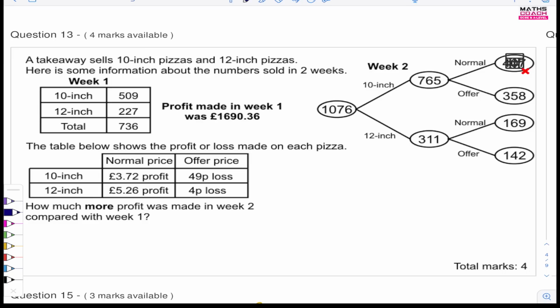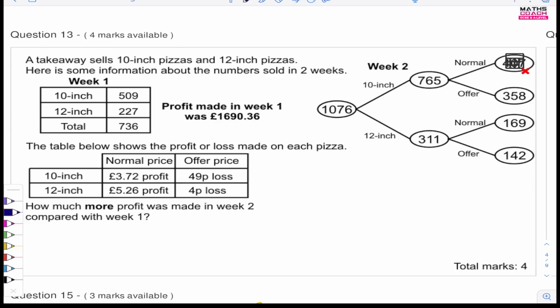Question 13. A takeaway sells 10-inch pizzas and 12-inch pizzas. Here is some information about the number of pizzas sold in 2 weeks. All right, so week 1 gives us a table and it's told us that it made a profit of £1,690 and 36 pence. And then week 2, we are given this frequency diagram. So what are we told here? How much more profit was made in week 2 compared with week 1? That's our question. So let's work out the profit then.